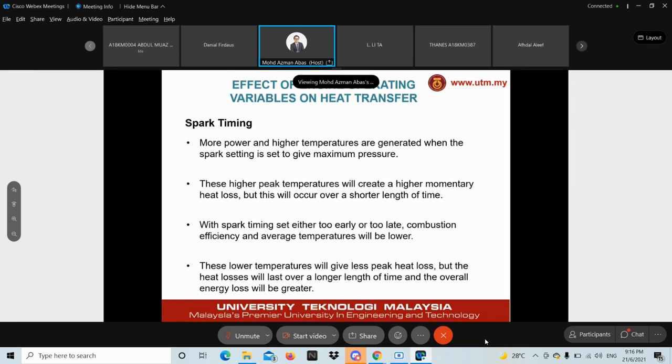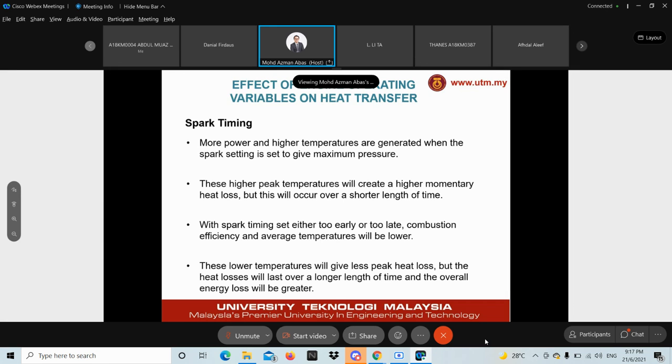Spark timing: more power and higher temperature are generated when the spark setting is set to give a maximum pressure. In other words, if you have the spark timing in an advanced position in order to have the peak combustion pressure at roughly 5 to 10 degrees after TDC, higher temperature will be produced. These higher peak temperatures will create higher momentary heat losses, but this will occur over a short length of time. With spark timing set either too early or too late, combustion efficiency and average temperature will be lower.